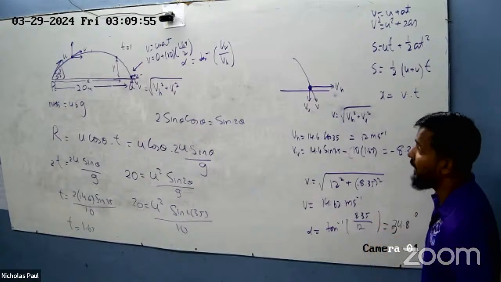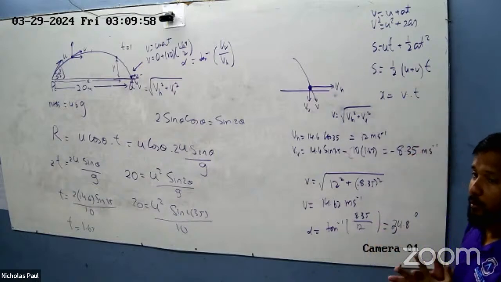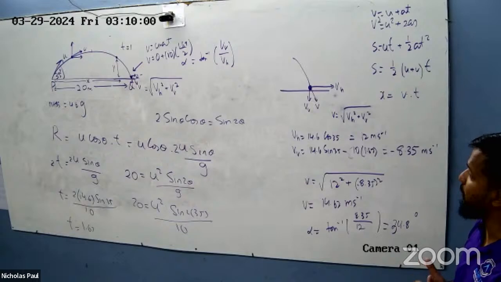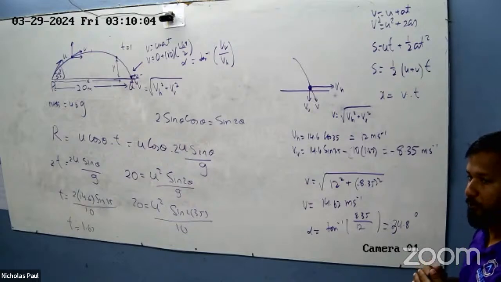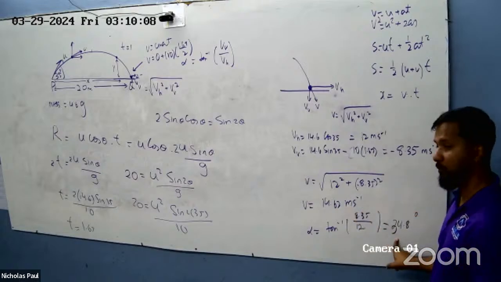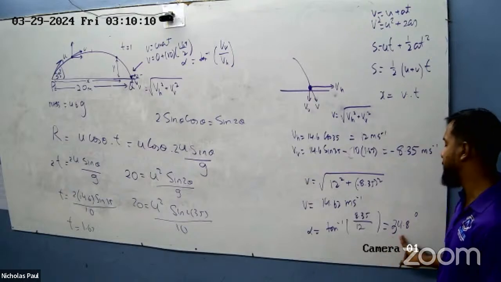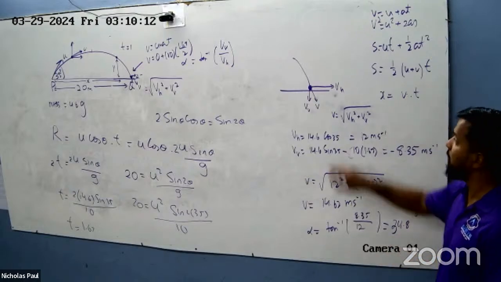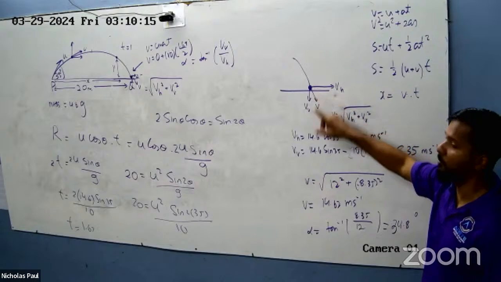All right, so that's module 3, and that's what the questions will look like. So you get the speed and direction. There's the angle it makes to the horizontal.